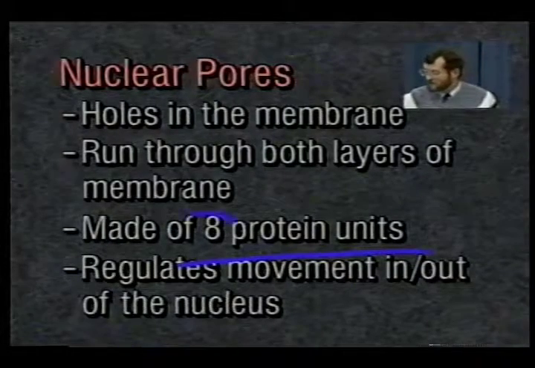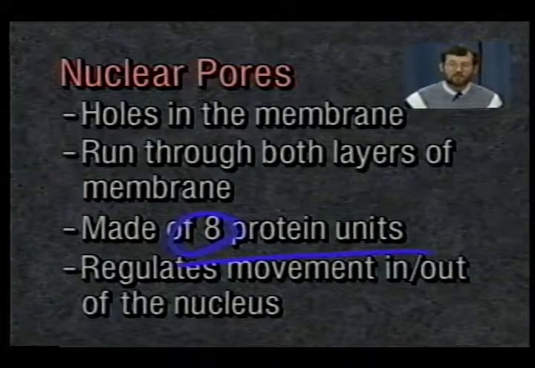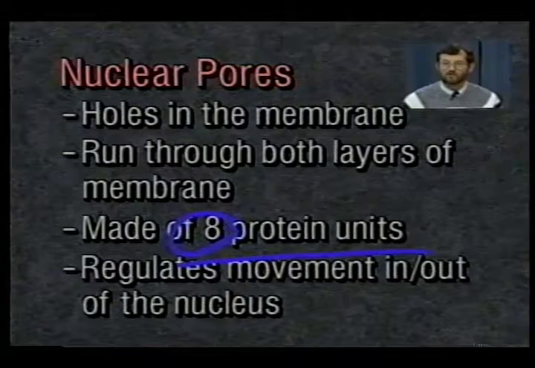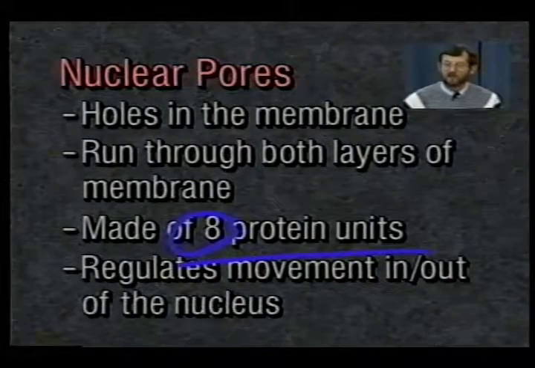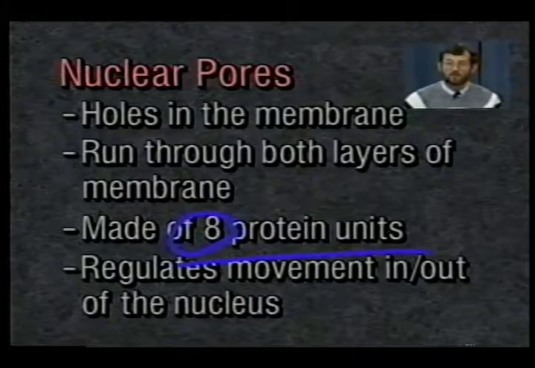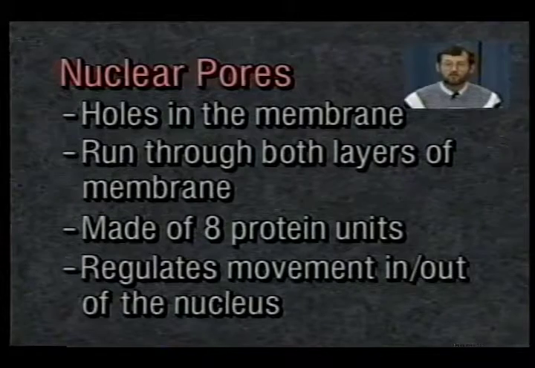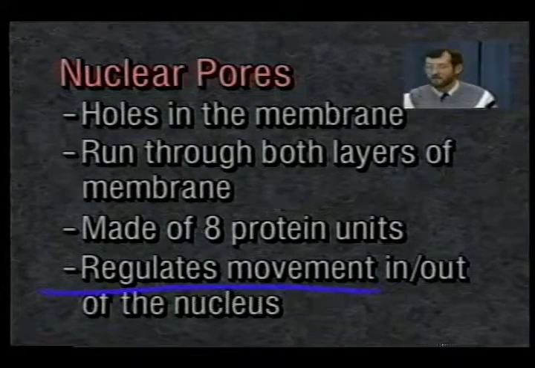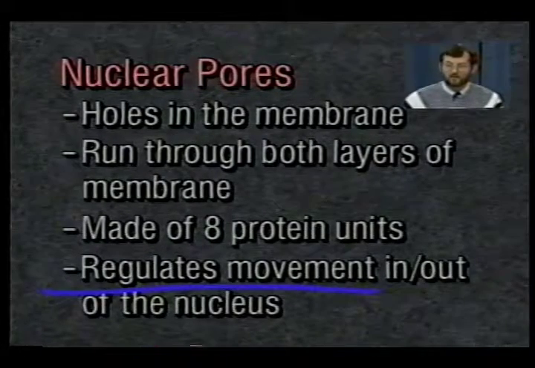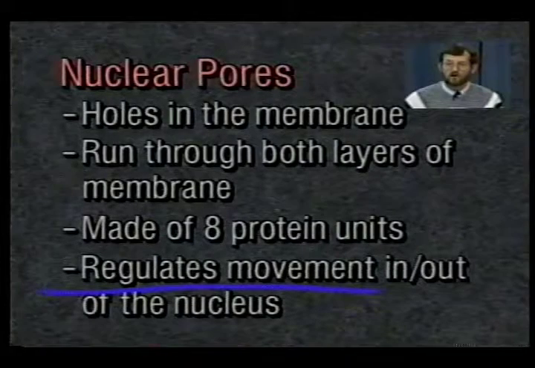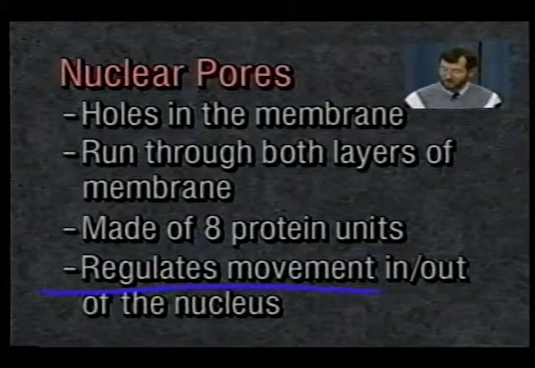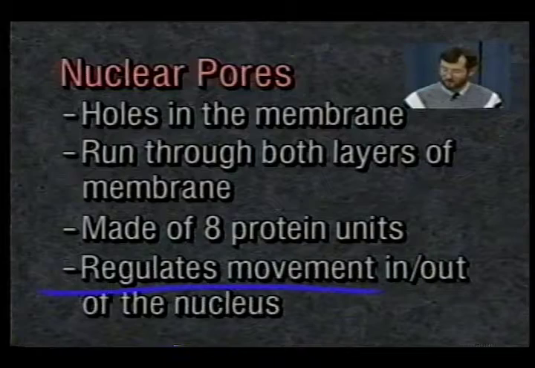A little side note, it's made out of an octet. There are 8 protein units that make the shape. And we can close the hole. We can put a plug in there and close the whole thing off. It's thought that the nuclear pores help to regulate movement of materials in and out of the nucleus, that these are involved with moving things in the nucleus, out of the nucleus, and so forth.